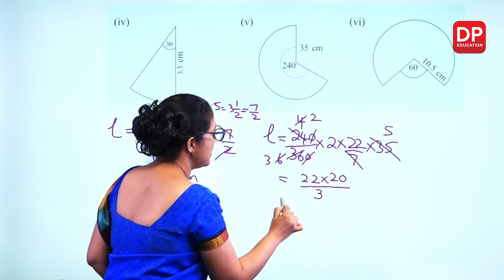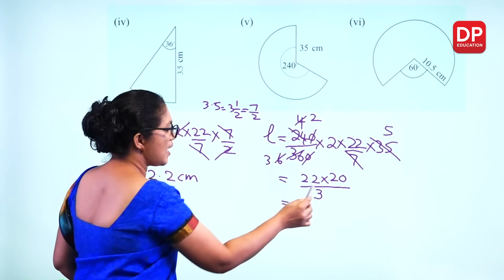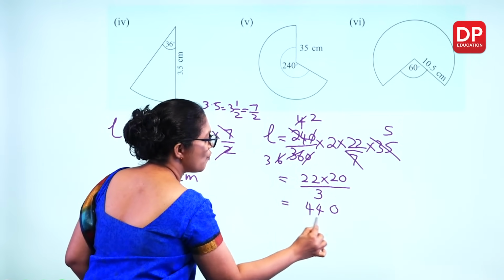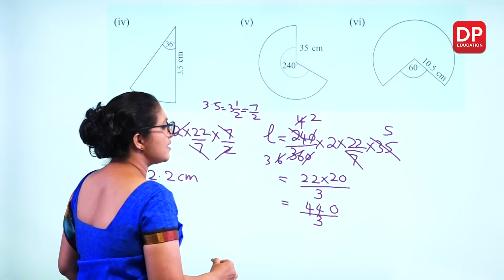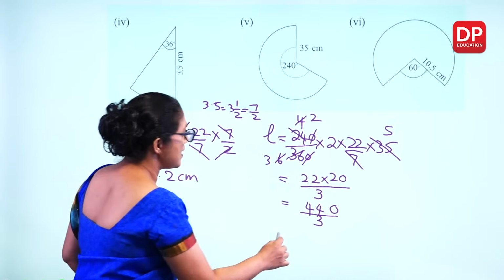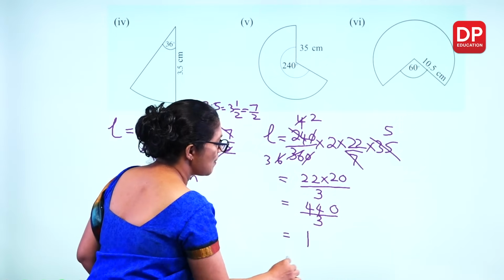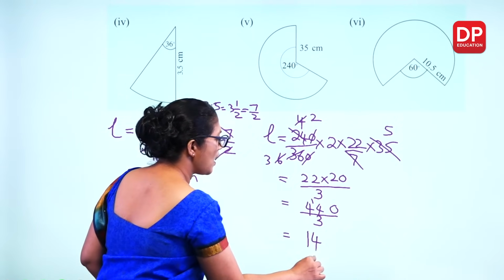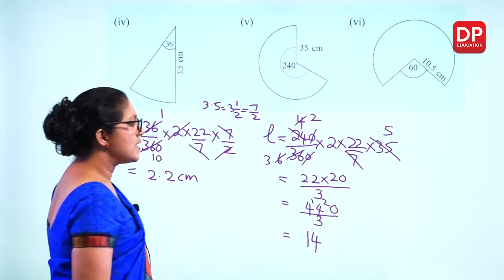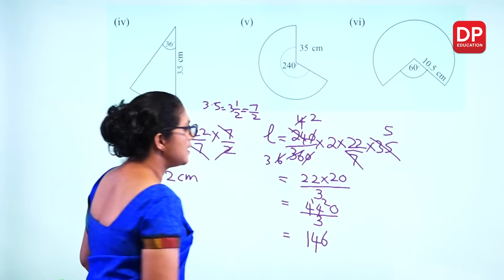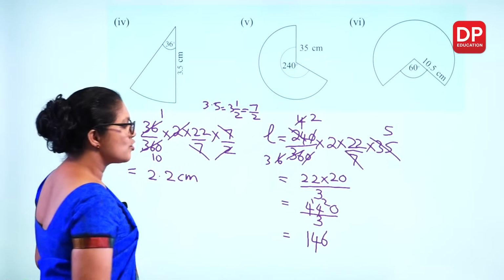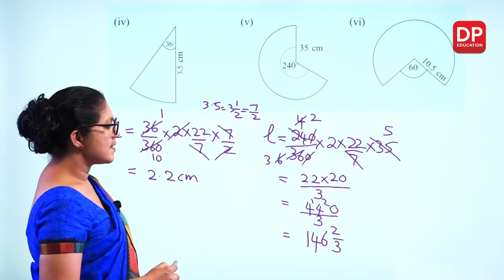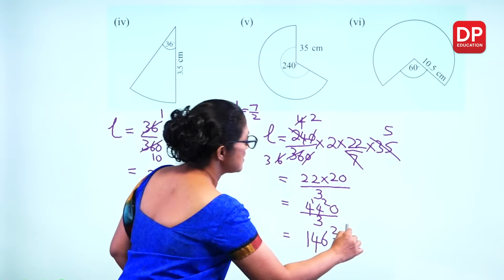20 times 22 divide by 3. Now try to simplify. You can multiply by 2 and put a 0. 2 times 2, 4. 2 times 2, 4. Divide by 3. So here you can write as a fraction. 3 times 1, 3. 14 divided by 3. 3 times 4, 12. 2 remaining for 20. 3 times 6, 18. 2 remaining, so 2/3. So 146 and 2/3 centimeters.